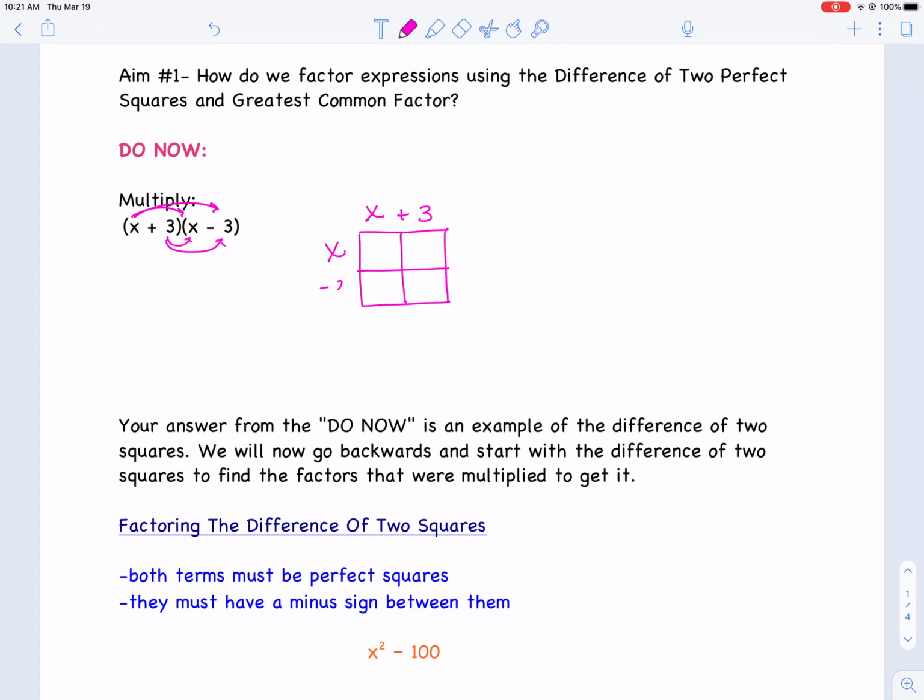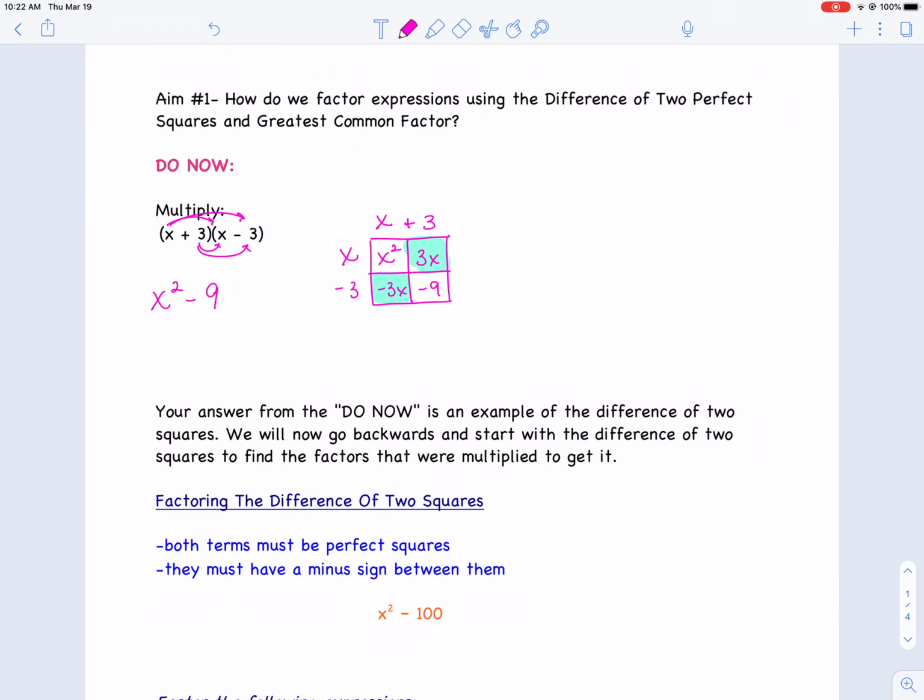But either way, you get x squared, 3x, minus 3x, and minus 9. And your two middle terms, what's going to happen? They're going to cancel out. So you wind up with x squared minus 9. Your answer from the do now is an example of the difference of two perfect squares. If you notice, x squared and 9 are both perfect squares, and difference means subtraction. All right?